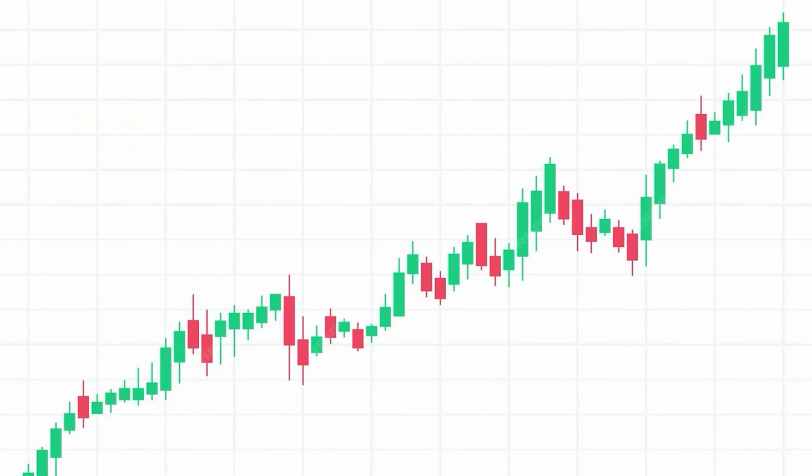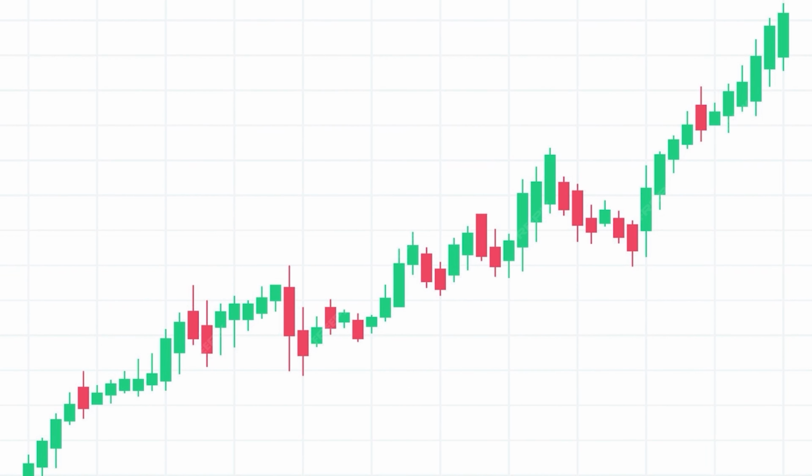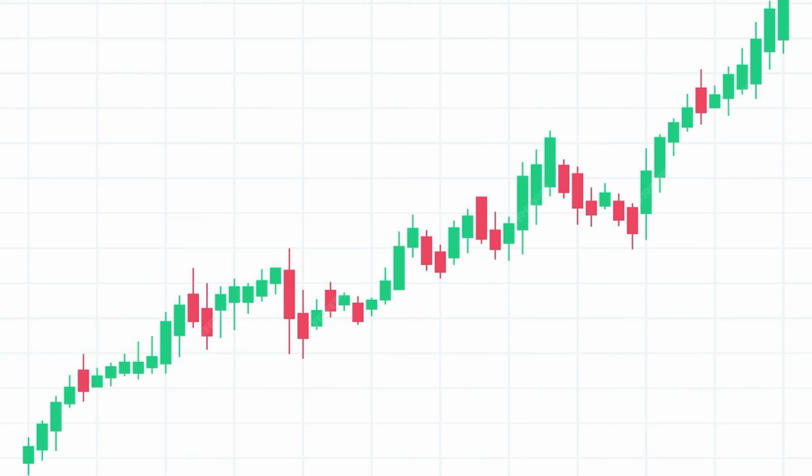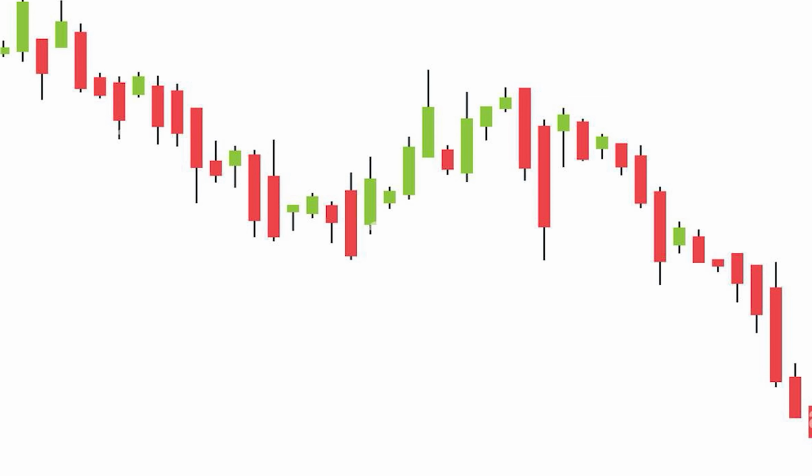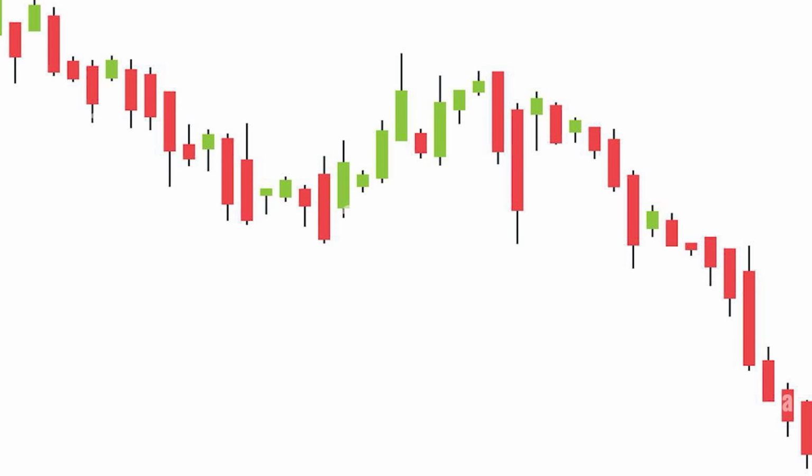Wicks aren't just for spotting reversals. They can also confirm trends. In a strong uptrend, you'll often see small lower wicks as buyers quickly step in to defend price. In a strong downtrend, you'll see small upper wicks as sellers quickly push price back down. Watching the behavior of wicks during pullbacks can give you confidence to hold your position, or clues that momentum is fading.